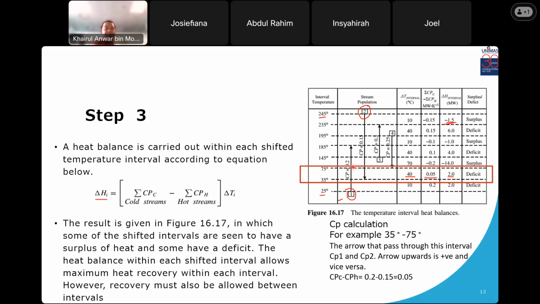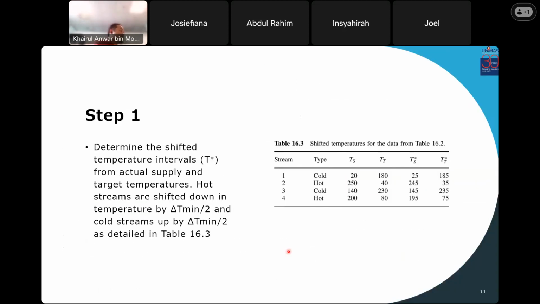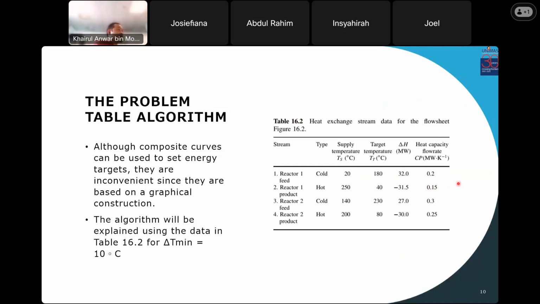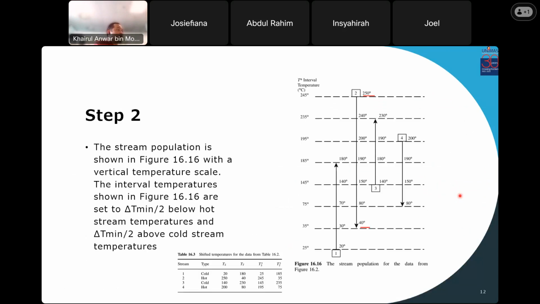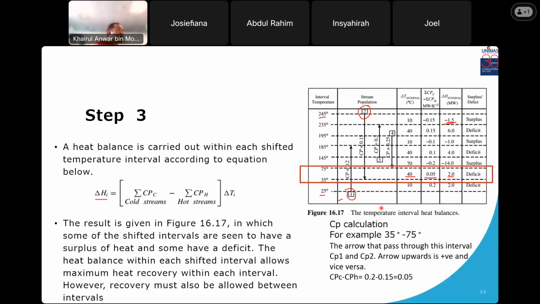How do you know? The CP is given in table 16.2. For stream 1, the heat capacity CP is 0.2, stream 2 is 0.15. So going back to this table, 0.2 minus 0.15 gives CP of 0.05. Then we need to calculate the new delta H for the interval. So 40 times 0.05 is 2. The result is given in figure 16.17 with the shifted intervals as given.